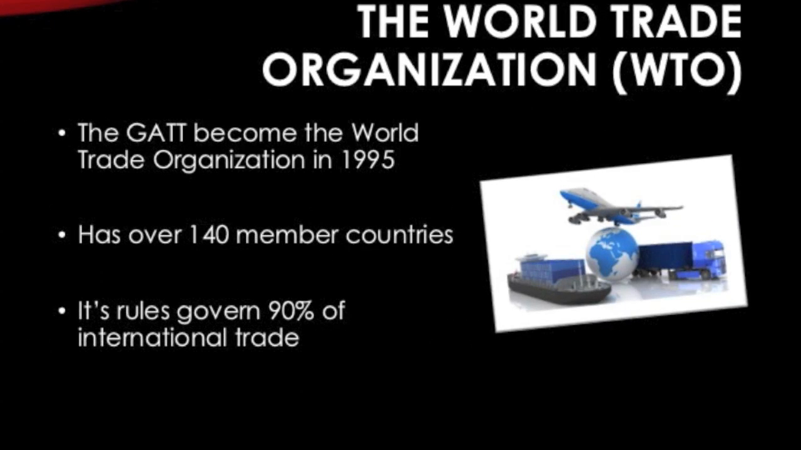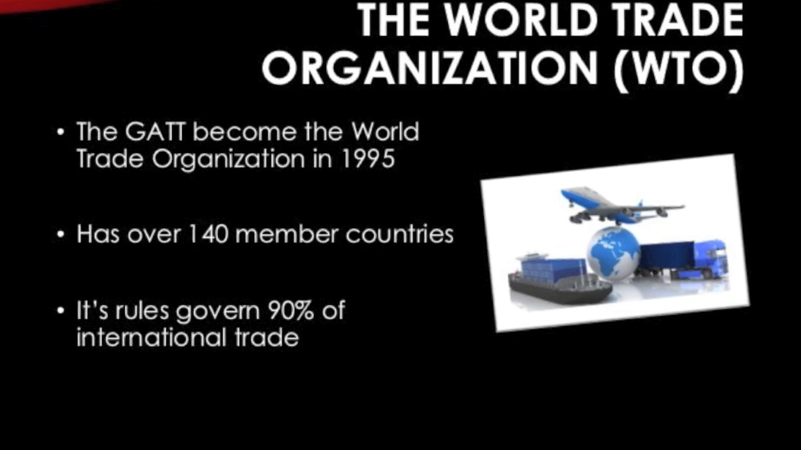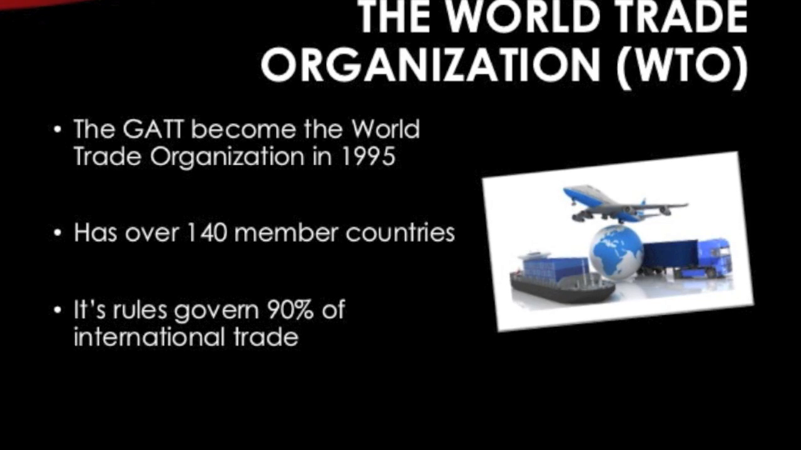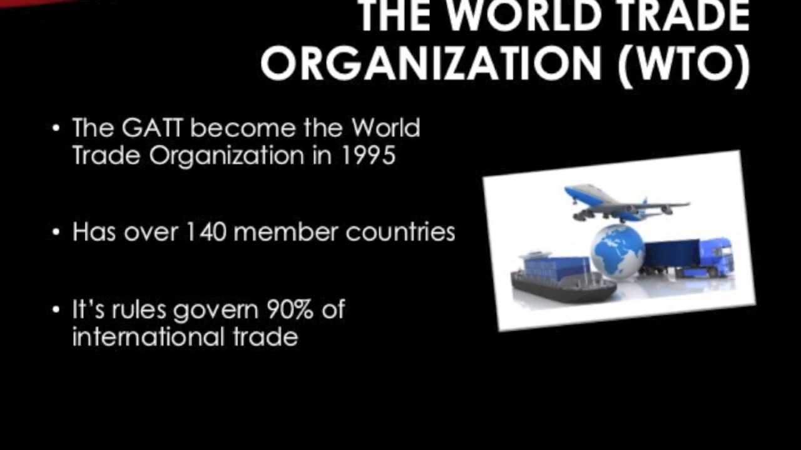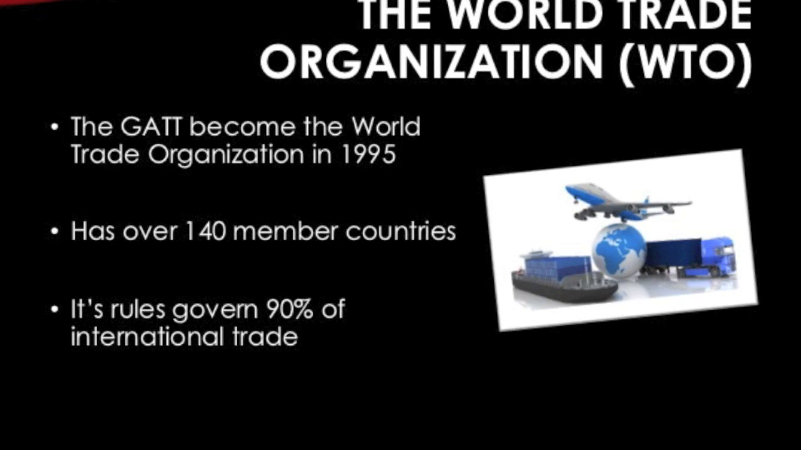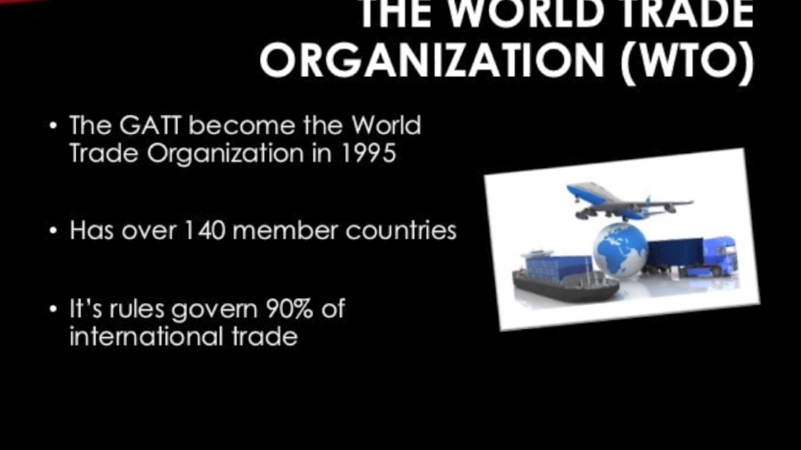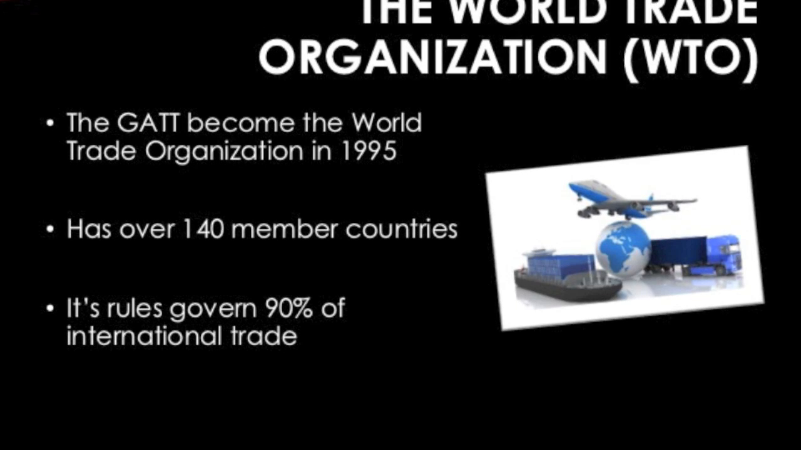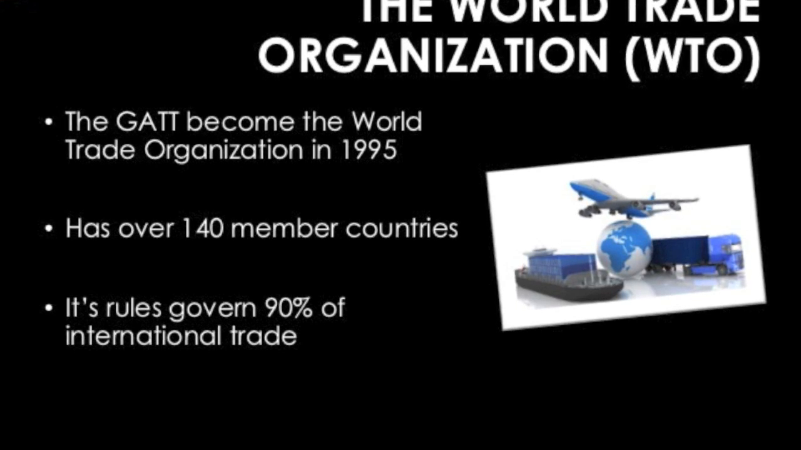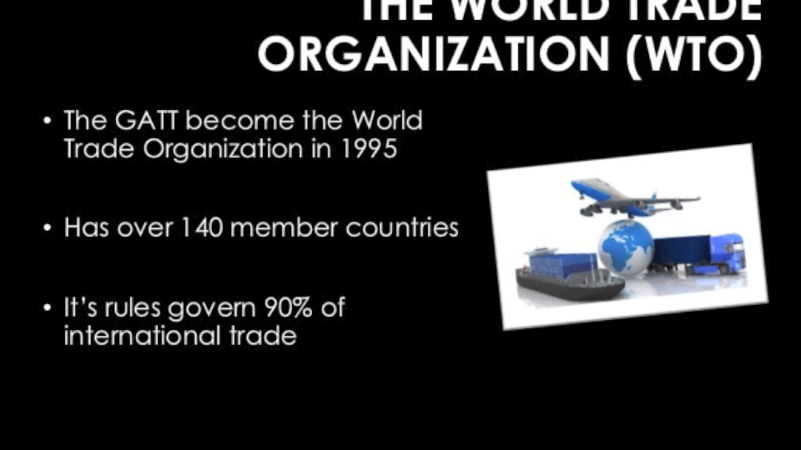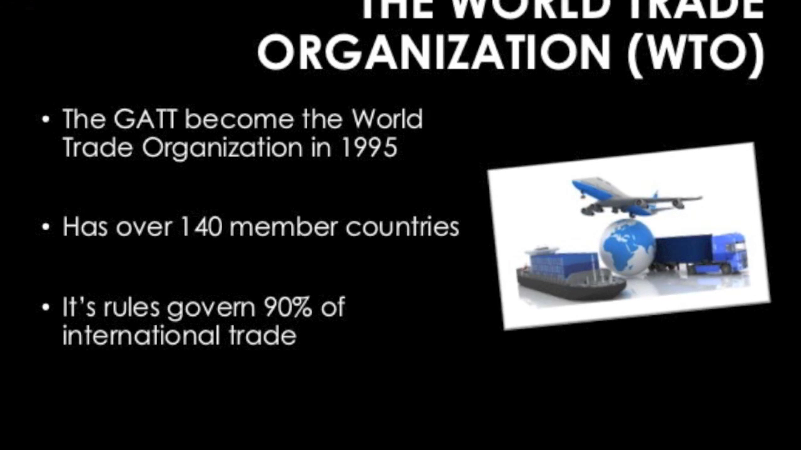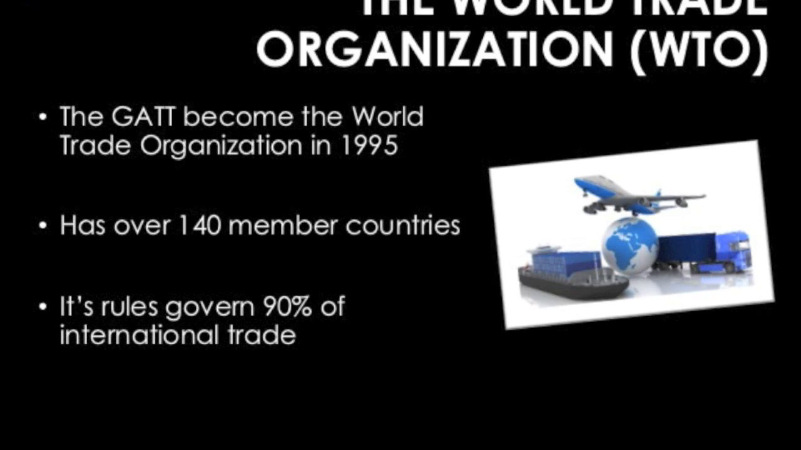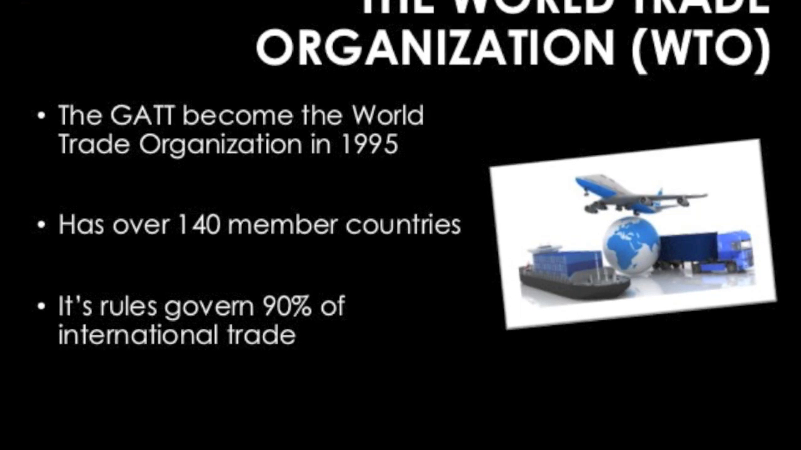The World Trade Organization, WTO, is one of the biggest trade organizations in the world. It used to be called the GATT and became the World Trade Organization in 1995. It has over 140 member countries that all want to have international trade with each other. Its rules govern 90% of international trade. So this organization sets all the rules in place for all the different trade between these countries and ensures that they do it in a peaceful manner.